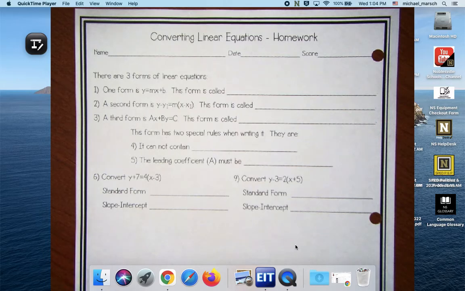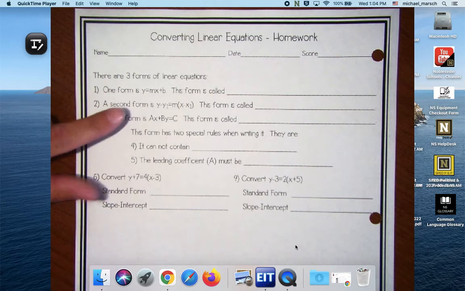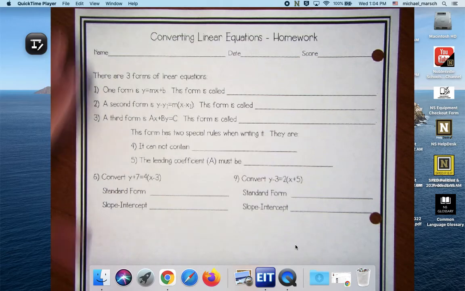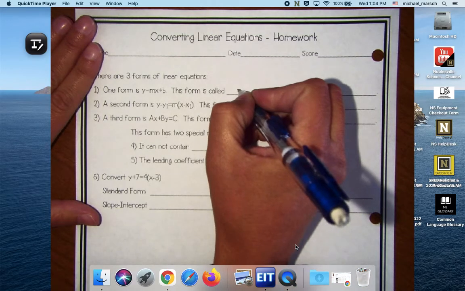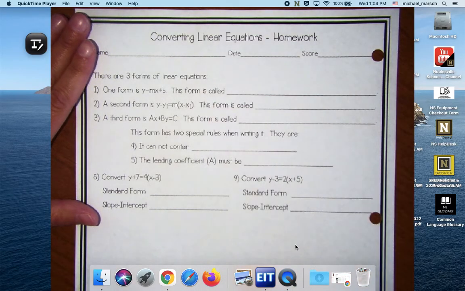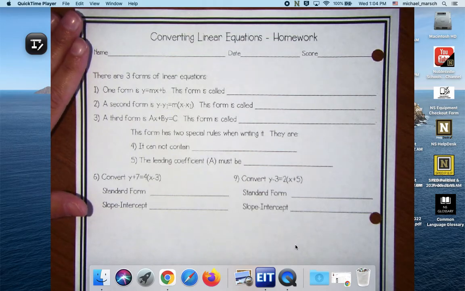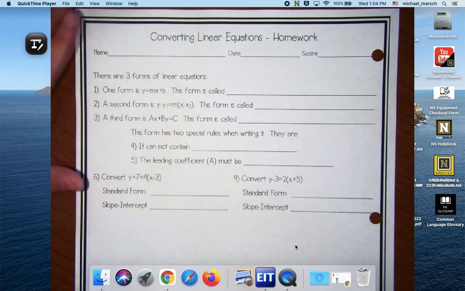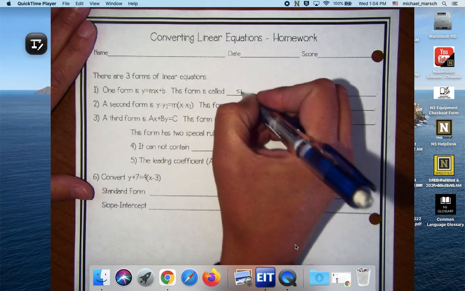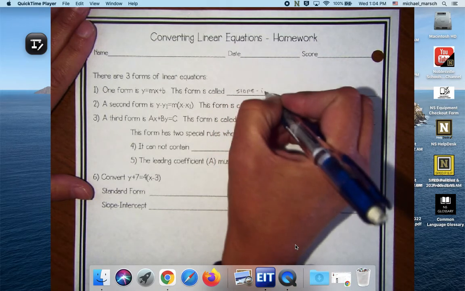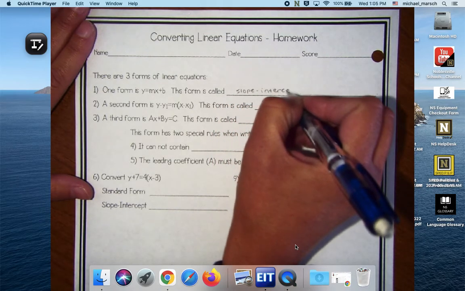Linear equations. The first form is y equals mx plus b. What is that called? Wait, what's it called? Slope intercept. Slope intercept form.